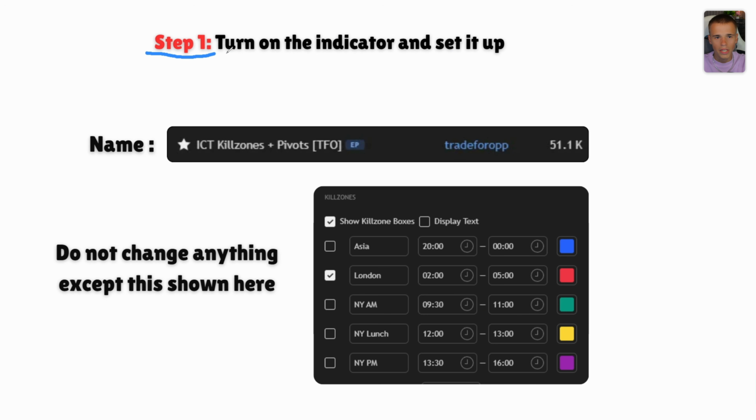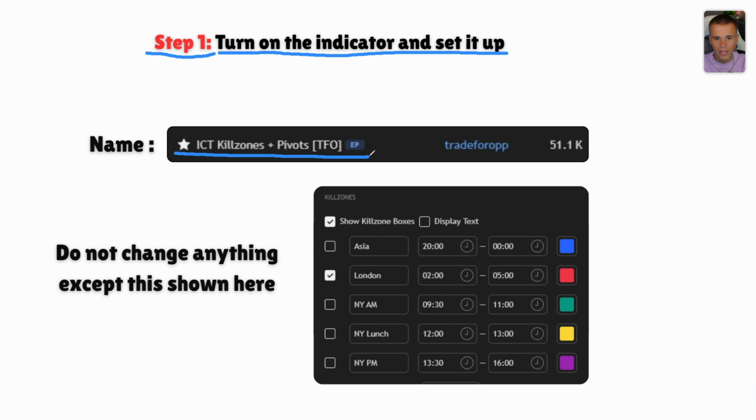So step number 1 is going to be to turn on the indicator and to actually set it up. The name of the indicator is going to be the ICT Kill Zones plus Pivots from this guy, Trade for Op, and of course all you have to do is press on it. You can also press the favorite, so it's always going to be on TradingView first on the list.